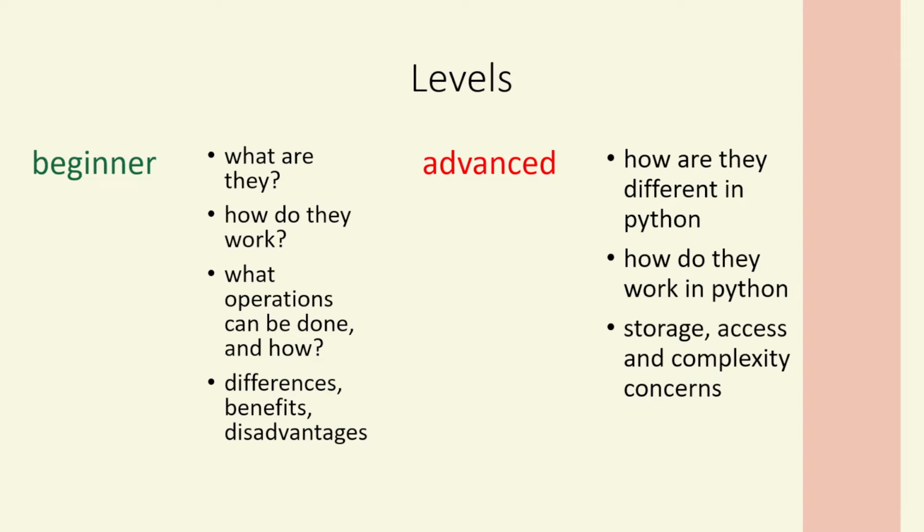Now what levels are we going to cover? Well, we need to cover the basics, so that's the beginner level. So what are they, how do they work, what operations can be done, and what are the benefits and differences of these data structures? Now we want to go into a little bit more detail, so we can look at a more advanced level. So how are these data structures different in Python than other languages? How do they work in Python? What about things like storage and complexity?